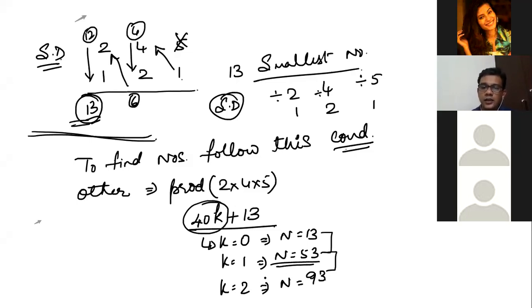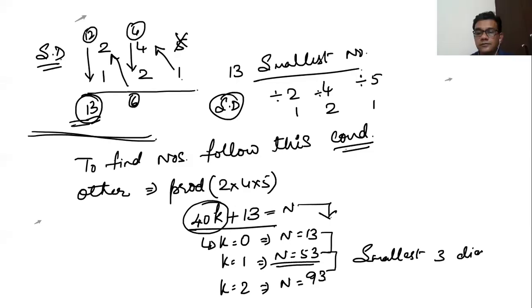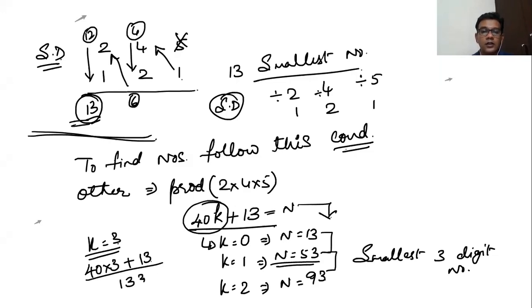So as and when I keep putting k value, this number will start giving me various other numbers depending on what the question is. If the question is saying what is the smallest 3-digit number, so this will happen when I put k value as 3. So when I put k value as 3, what is 40 into 3? 120. And what is 120 plus 13? 133. So 133 becomes the smallest 3-digit number. So if my question is asking such numbers, then the k value starts placing and you start getting such numbers.